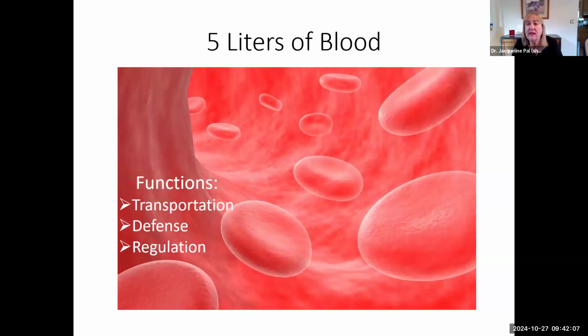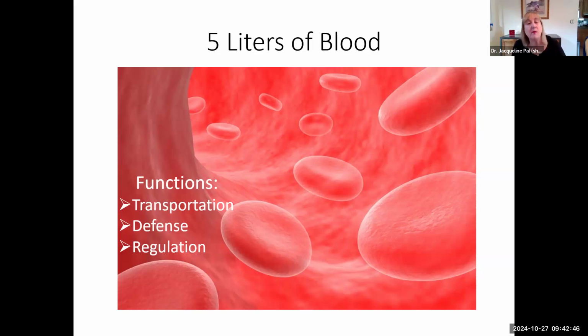So, in your body, and remember, we're talking in generalities of a typical young adult male, you have approximately 5 liters of blood. And in case you don't know how that corresponds into quarts and gallons, a liter is bigger than a quart. So 5 liters of blood is about 1 1/3 gallons. And these 5 liters of blood have three major groupings of functions: transportation, defense, and regulation.